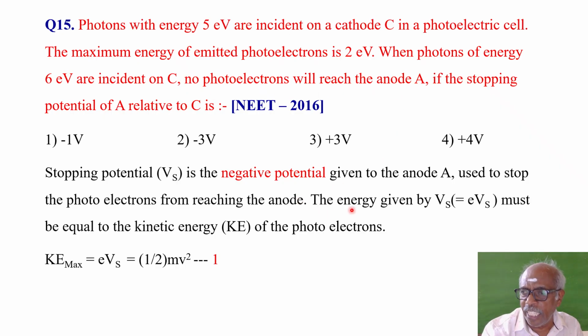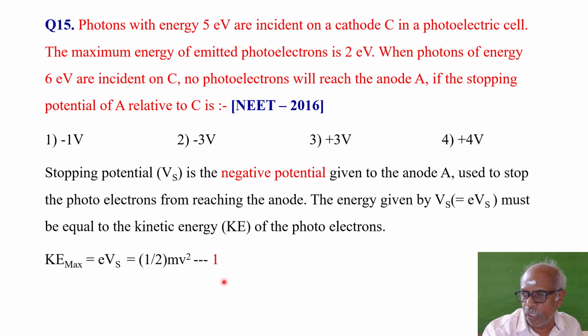So now, the energy given by Vs, that is stopping potential, eVs must be equal to the kinetic energy of photoelectrons. Photoelectrons are coming out of the metal surface and they are moving with a particular velocity v. Then we will have a kinetic energy of half mv square. You are giving a negative potential at the anode so that the kinetic energy is nullified and the electrons will not be able to reach the anode. So KE max is equal to eVs, which is equal to half mv square. These are all the same terms.